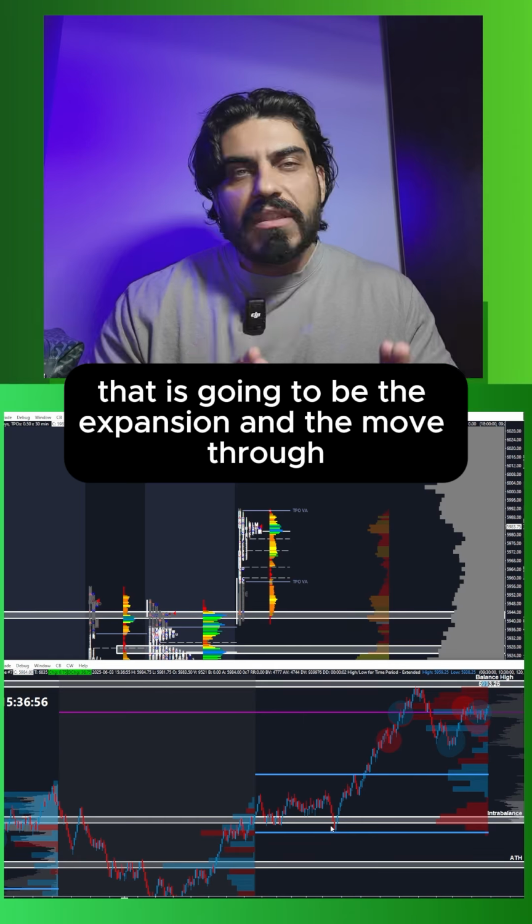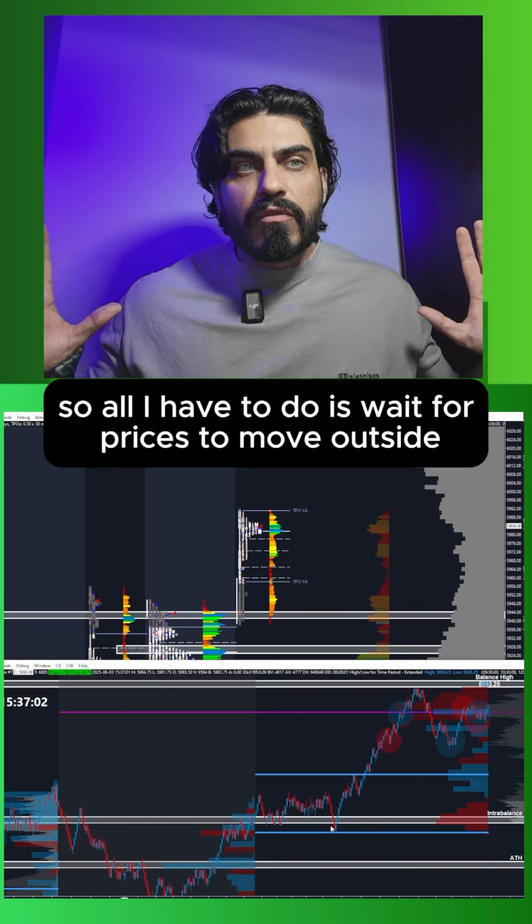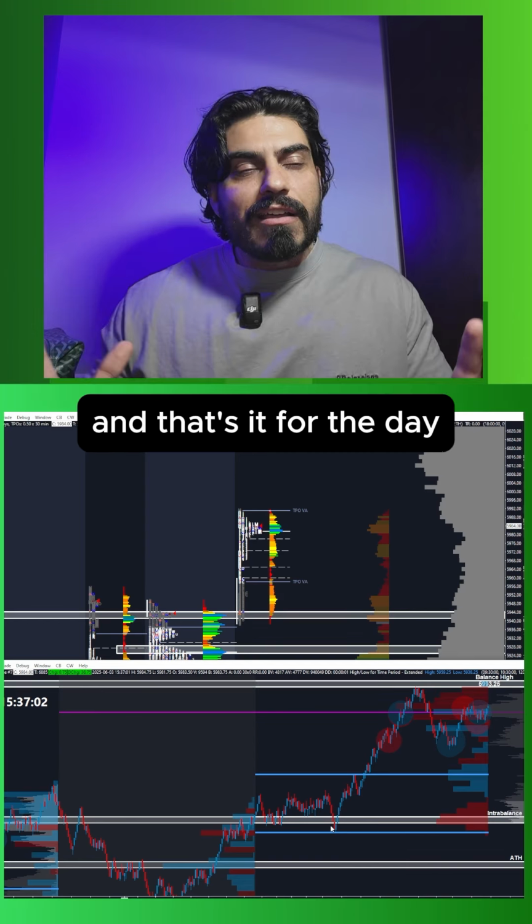That is going to be the expansion and the move through. So all I have to do is wait for price to move outside, pull back into the area, I get long, and that's it for the day.